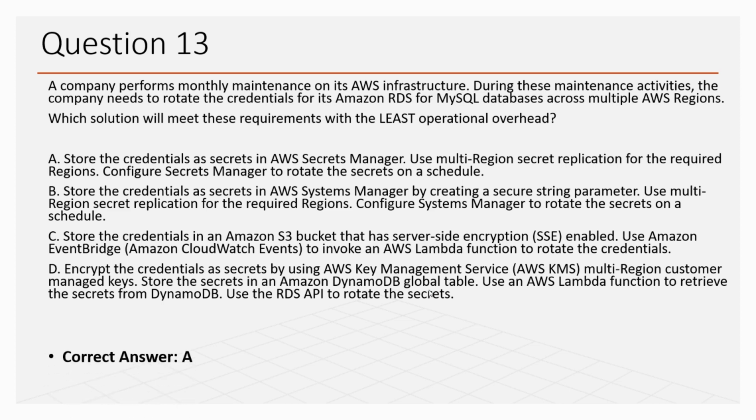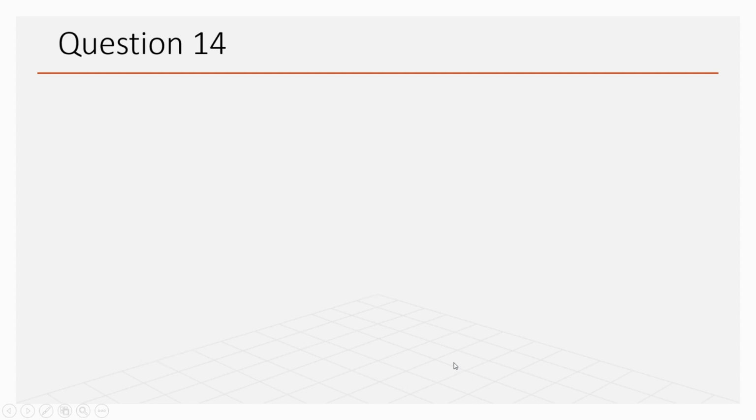Now let's look into the correct option. And the correct option is A, which says store the credentials as secrets in AWS Secrets Manager. Use multi-region secret replication for the required regions. Configure Secrets Manager to rotate the secrets on a schedule. So, guys, let's see the next question.